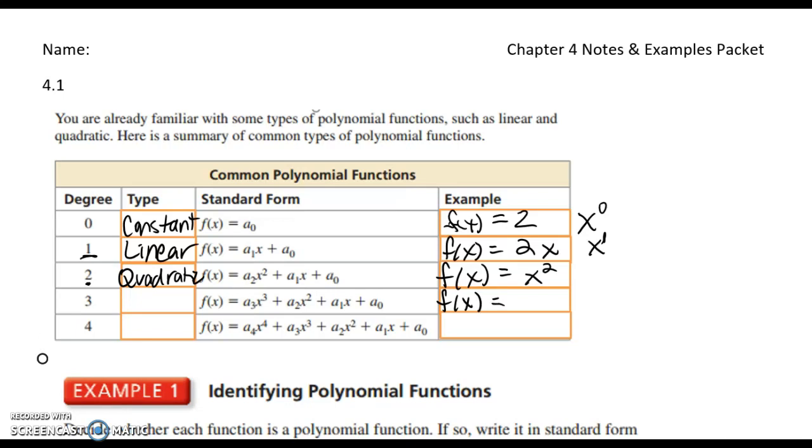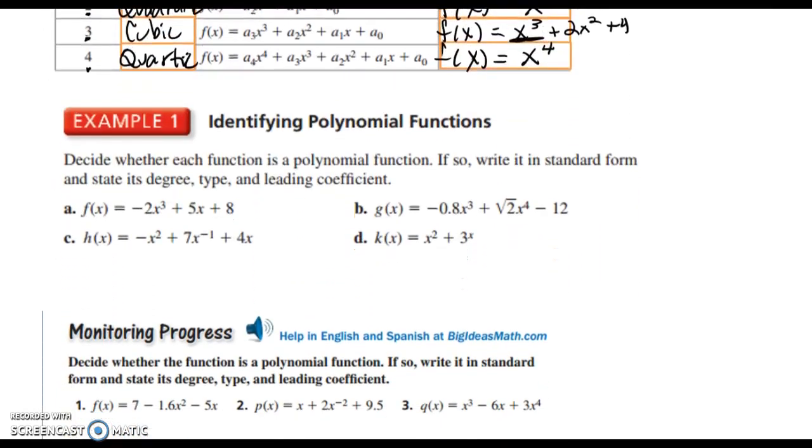Next we could have a cubic, and it could have more terms. Let's say it could have an x squared in it, but the highest power is what we're going by, and the highest power here is 3, so we call that a degree of 3, and we call this a cubic. We may also look at quartics, and that's when we have an exponent of 4. That would be a degree of 4, and again we call it a quartic.